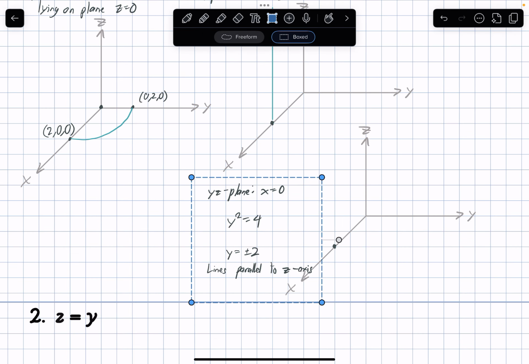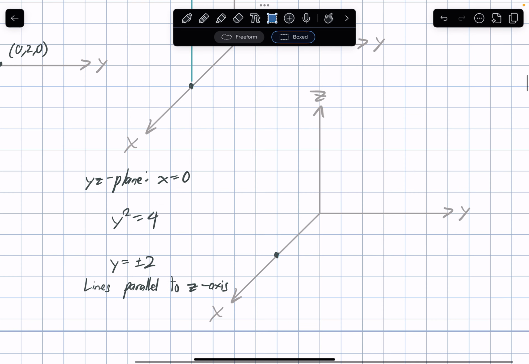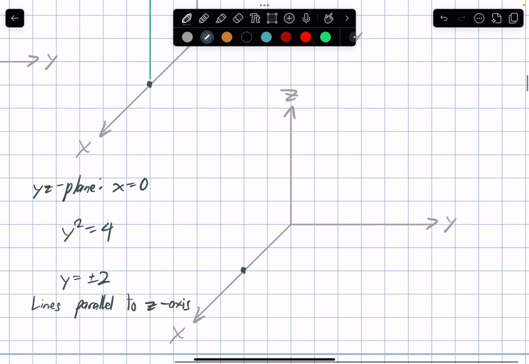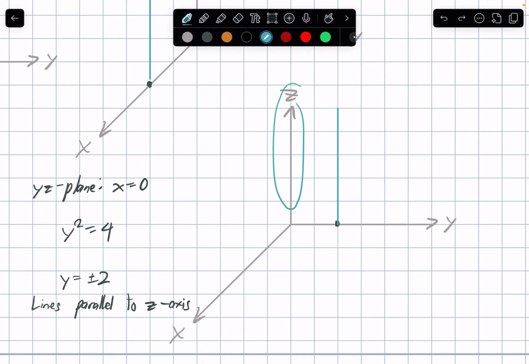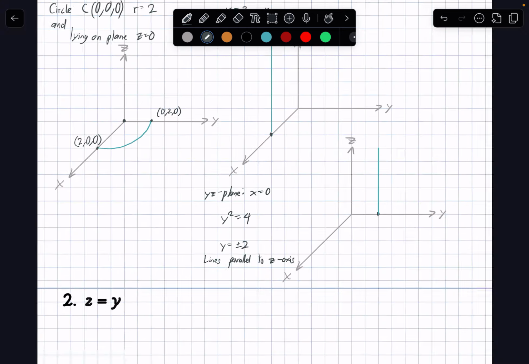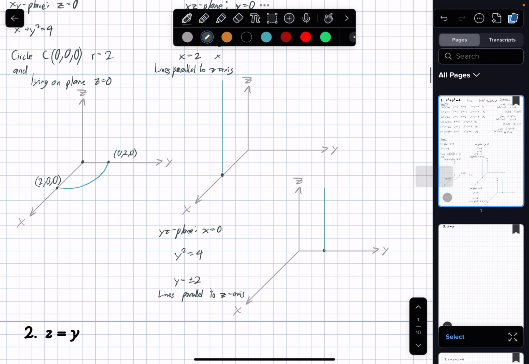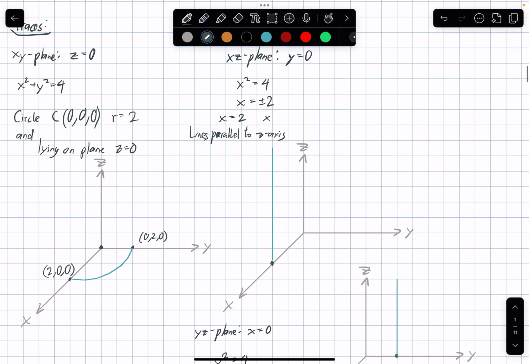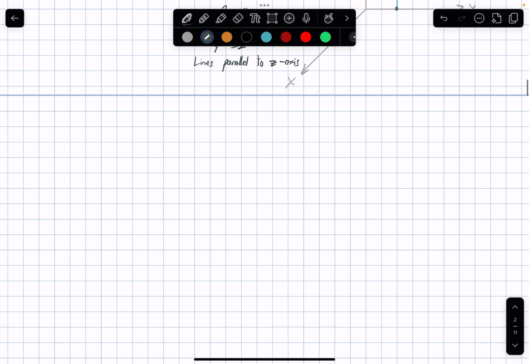Let me show it here. So xz plane, x is equal to 0. Y is equal to 2. This is where we put the line. And as you can see, the line is parallel to the z-axis. So yeah, it's a lot of graphing. The concept is fairly easy.